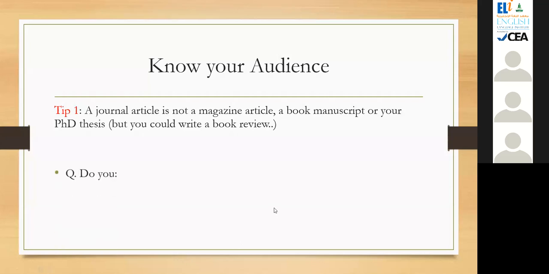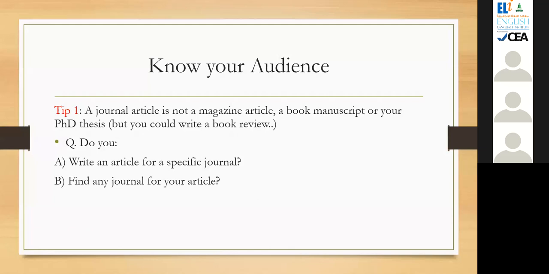Okay, I have a question for you. Do you write an article? What do you normally do? Do you do A, which is write an article for a specific journal? So you already chose the specific journal, and then you write that article for that specific journal. Or B, which is find any journal for your article. You already wrote an article, and then you start to look for a journal that fits your paper.